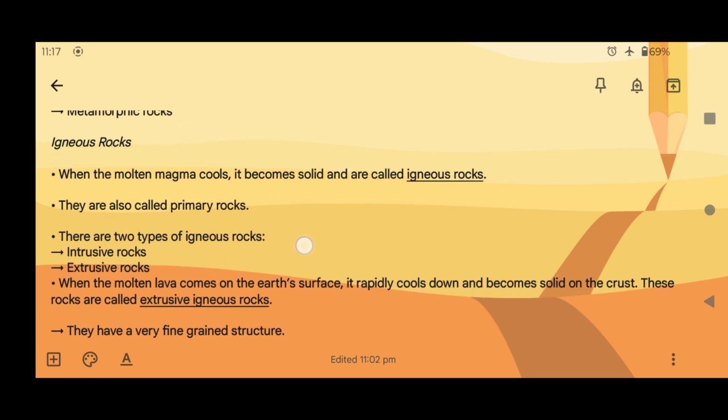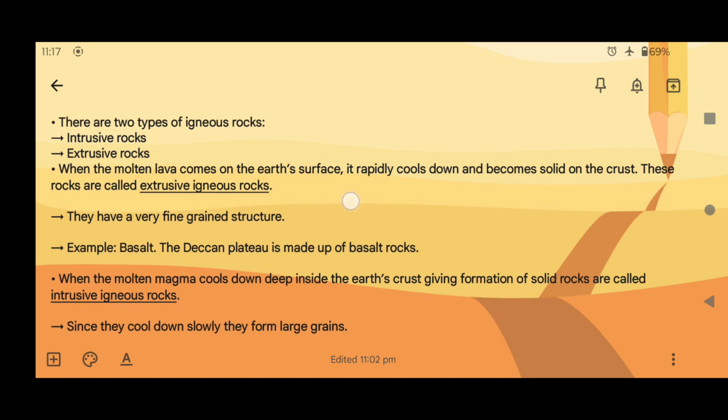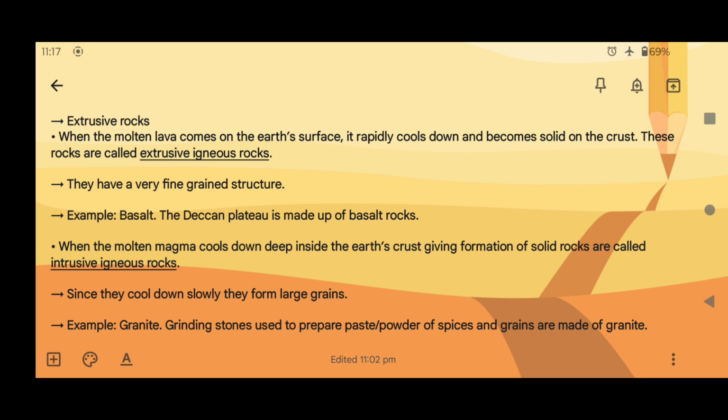Igneous rocks. When molten magma cools, it becomes solid and is called igneous rock. They are also called primary rocks. There are two types of igneous rock, intrusive rocks and extrusive rocks. When the molten lava comes onto the Earth's surface, it rapidly cools down and becomes solid on the crust. These rocks are called extrusive igneous rocks.